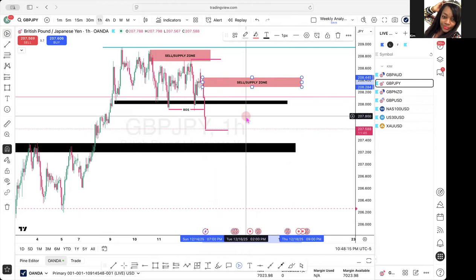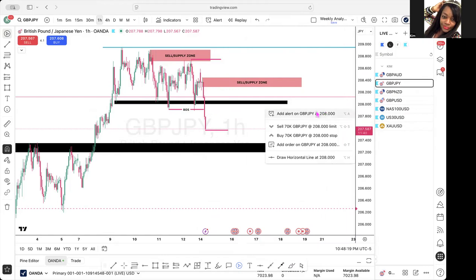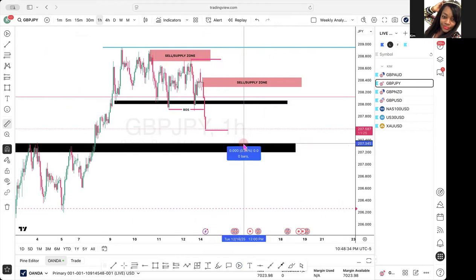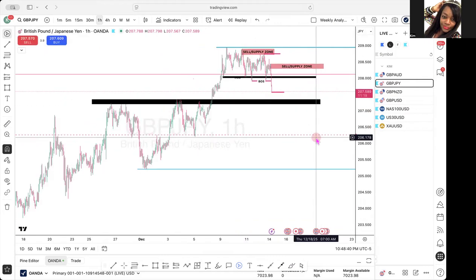So I would set an alert here at the bottom of this zone. This is probably where price will at least bounce back up to here. That's about 65, 70 pips. Okay.